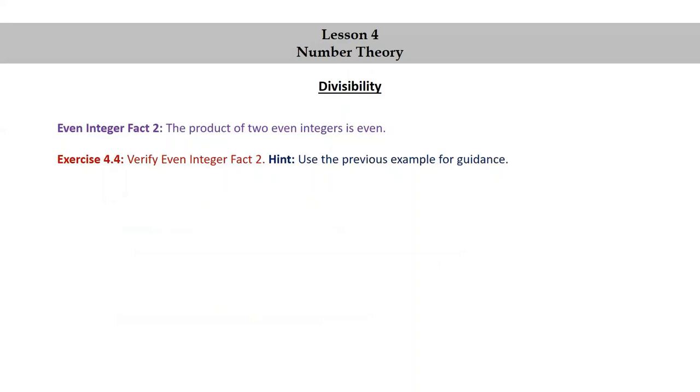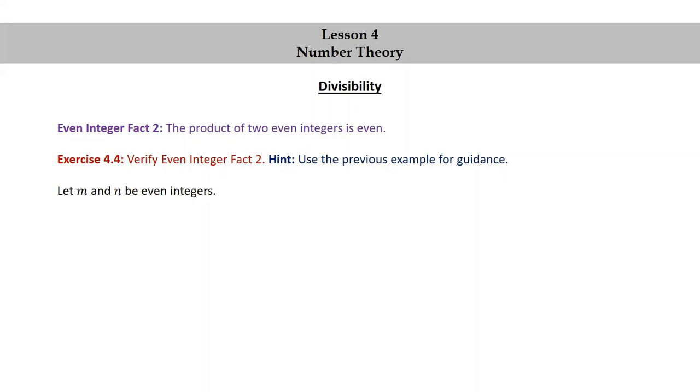Remember that even integer fact 2 says that the product of two even integers is even. As an exercise, let's verify even integer fact 2. As a hint, you can use the previous example for guidance. Now's a good time to pause the video, try to do this verification yourself, and then resume the video to check your work against mine.